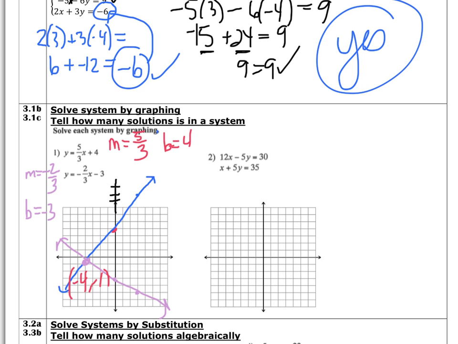Now let's answer the second part though. How many solutions are there? Well, what you need to remember is a solution means how many times it crosses. It crosses once, so there's one solution to this problem.